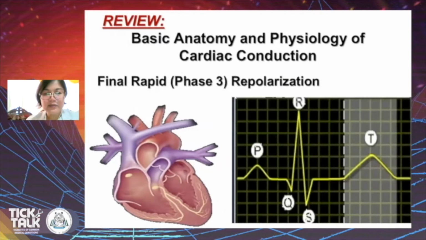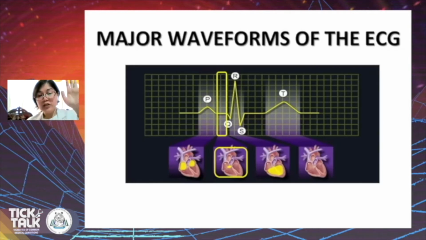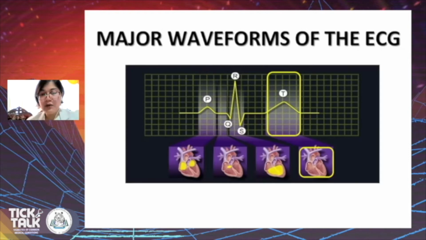And finally, the third phase, phase 3, which is your rapid repolarization, is represented by your T wave. So again, to review, the major waveforms which represent the different electrical activities of the heart in the ECG are your P wave, which represents atrial depolarization, the actual delay from the electrical conduction of the impulse from the SA to the AV node, the QRS complex, which represents your ventricular depolarization, and finally your rapid repolarization phase, which is represented by your T wave.